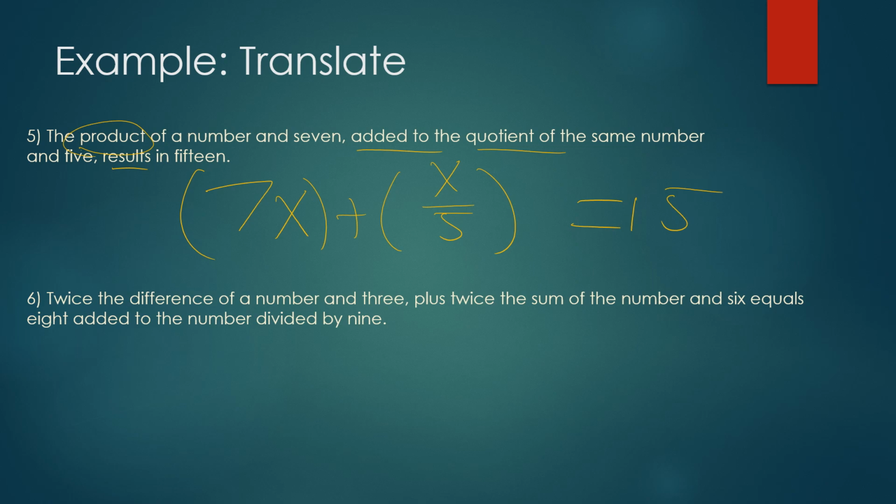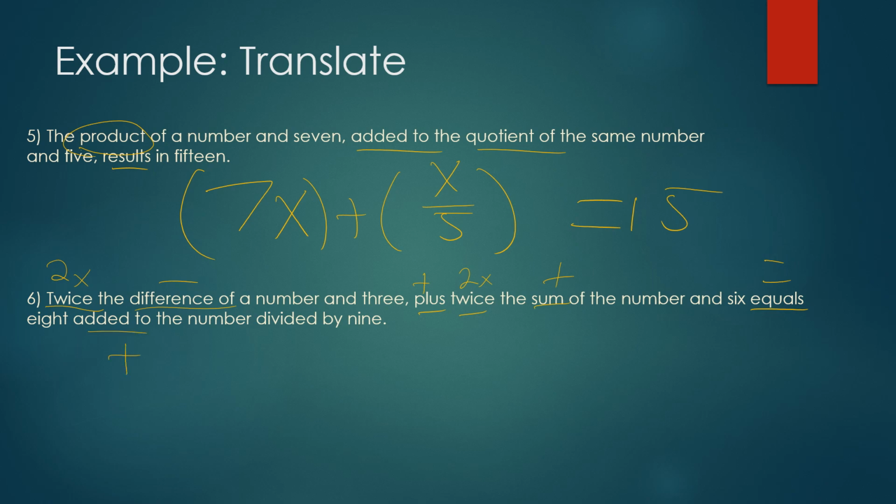Now the next one. Twice the difference of a number and 3 plus twice the sum of a number and 6 equals 8 added to the number divided by 9. There's a lot going on here, so we break it up into our pieces. We have twice, that means times 2. Difference, which means subtraction. Plus, which means add. Twice again, which is 2 times. Sum, which is another plus. Equals, which is equals.